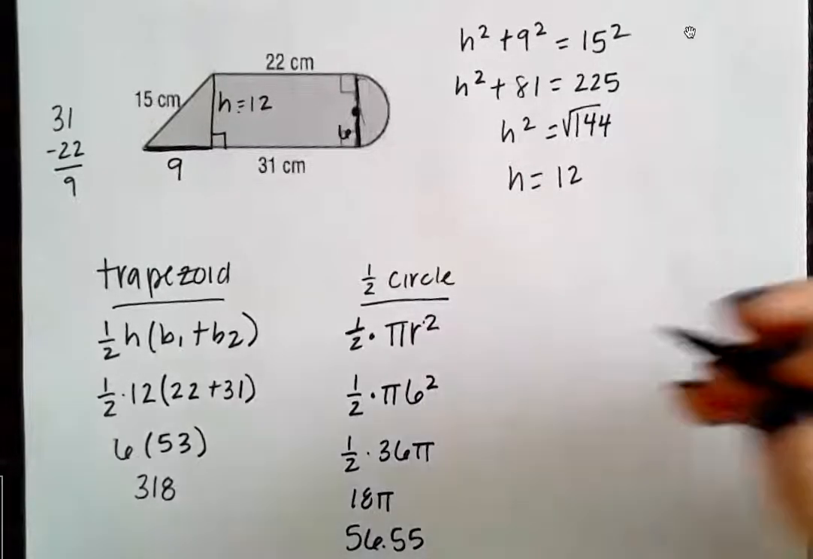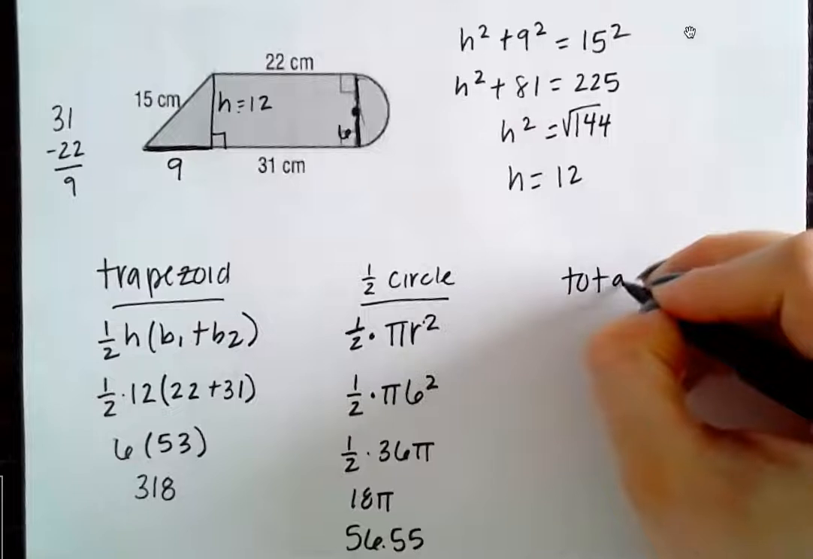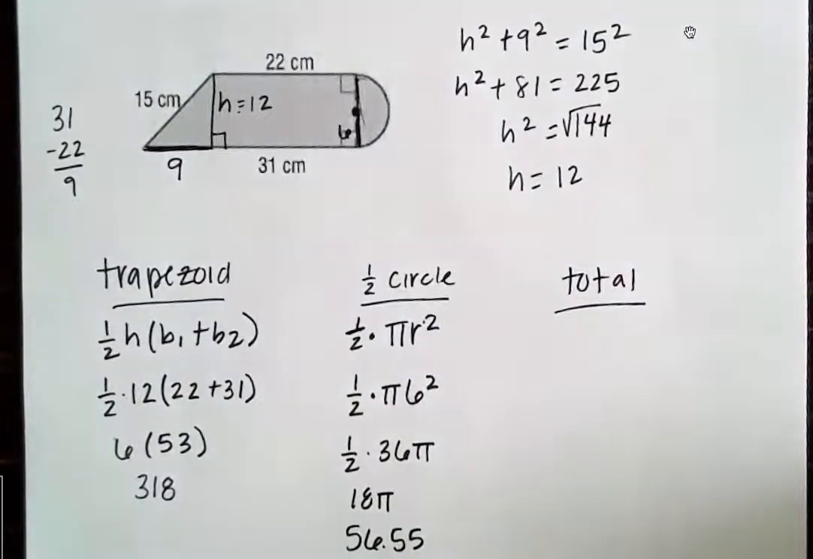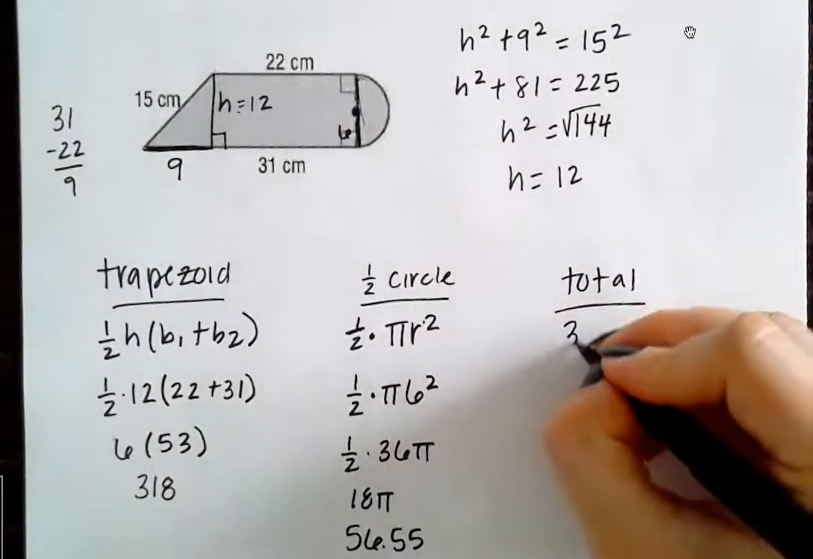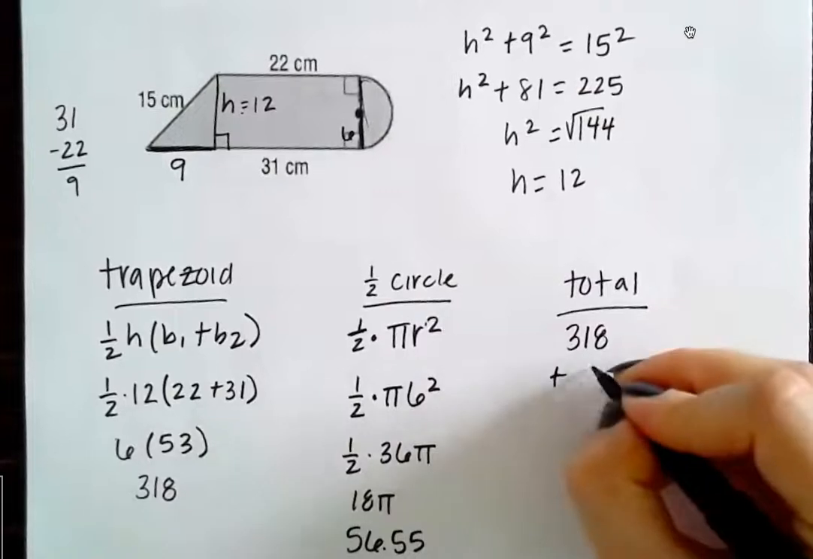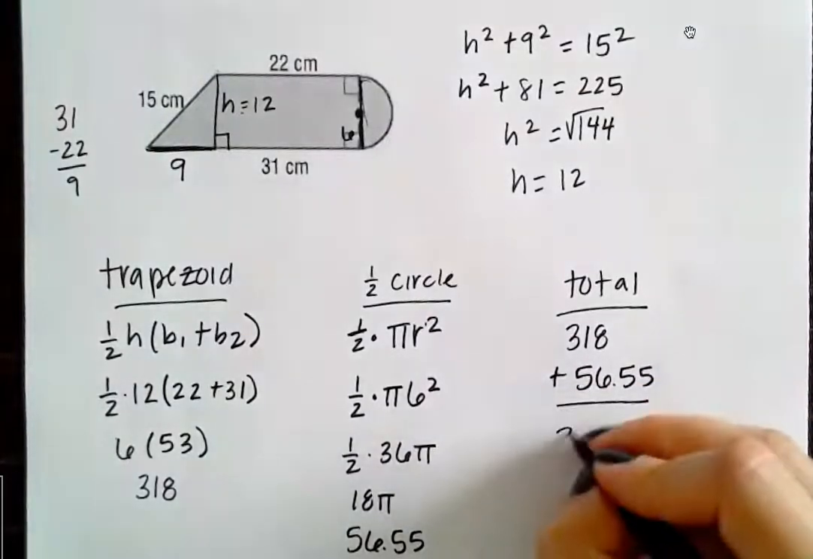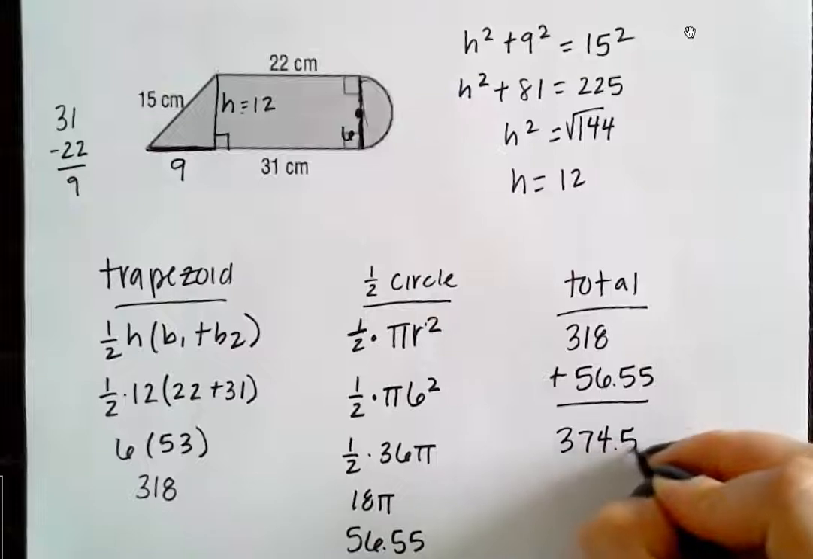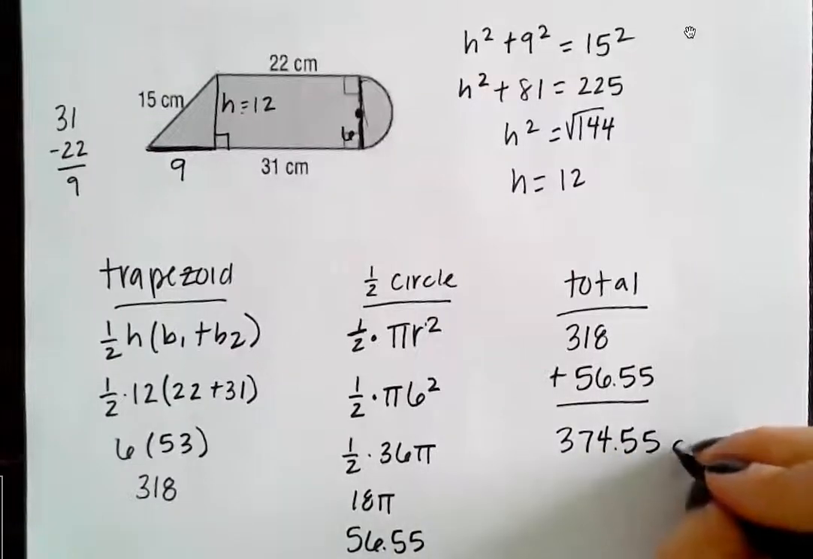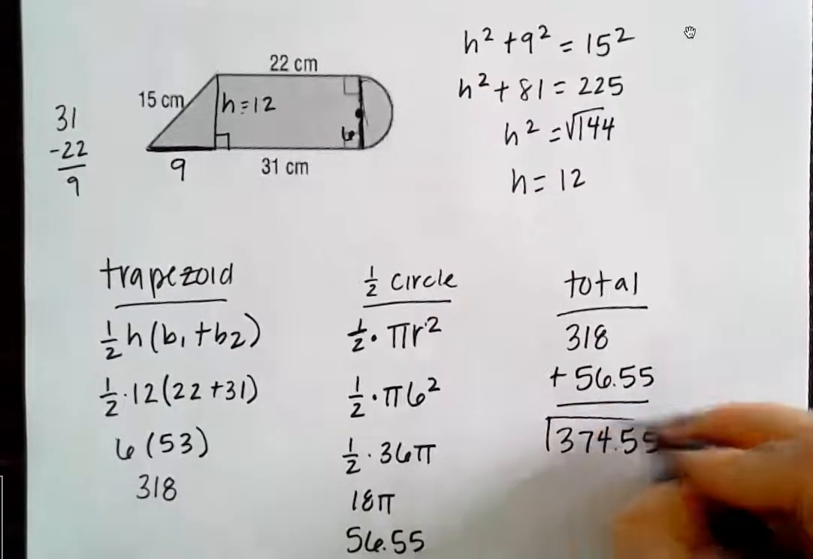And now, if we add our totals together, we can figure out the area of this figure. So 318 plus 56.55, 374.55 centimeters squared.